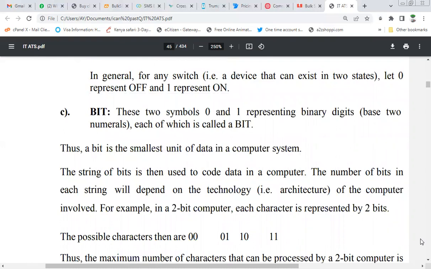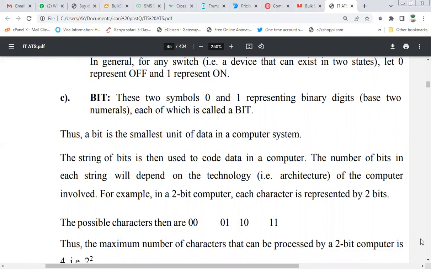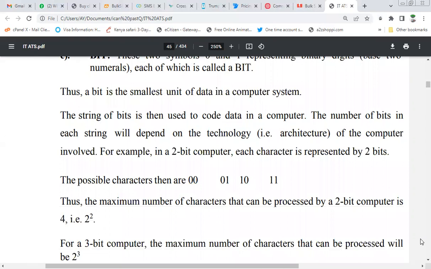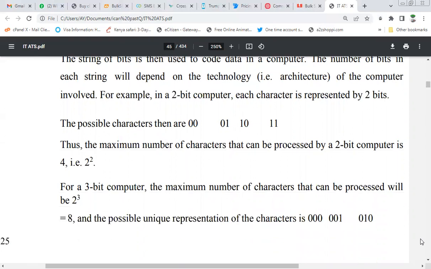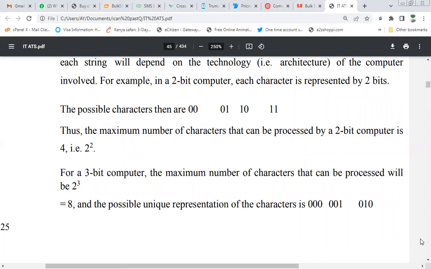The number of bits in each string will depend on the technology, the architecture of the computer involved. For instance, in a 2-bit computer, each character is represented by 2 bits, either 00, 01, 10, or 11. Thus, the maximum number of characters that can be processed by a 2-bit computer is 4. That is 2 raised to power 2.